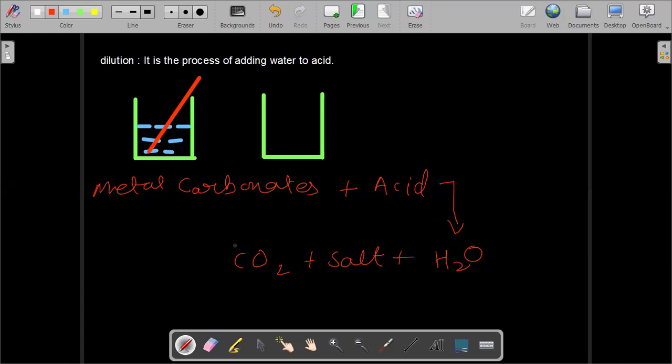Now see what happens. If you treat an acid with a base, you get salt plus water. If you treat a metal carbonate with an acid, you get carbon dioxide, salt, and water. Now, which one is better? The answer is that the first is not better. This is avoided. Can anyone think of why we avoid this?